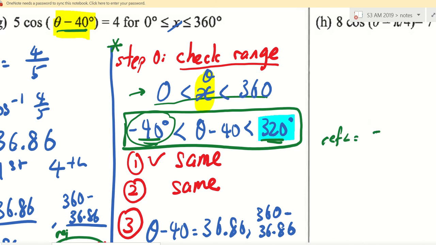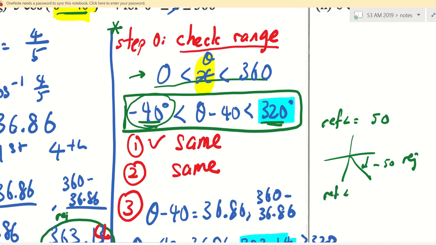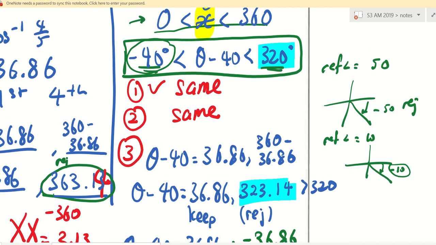Because in the second step, it is in the first and fourth quadrant. I have a fourth quadrant, but the positive one is out of range. The positive one works out to be 363. But the negative one will work out to be in the range. So I have to include the negative angle, because this is in the range. This is within the minus 40.